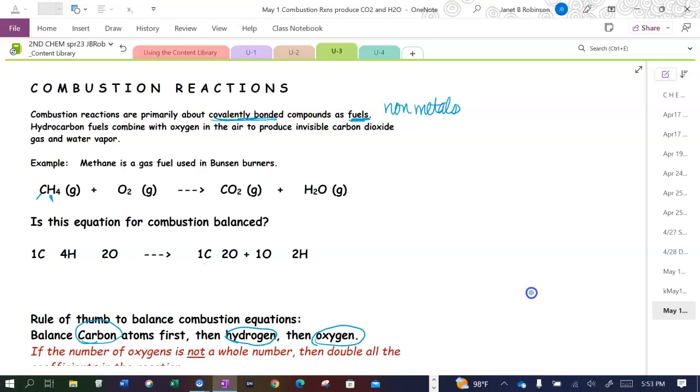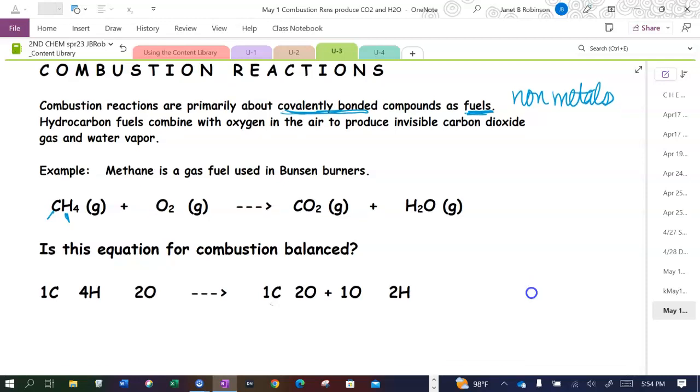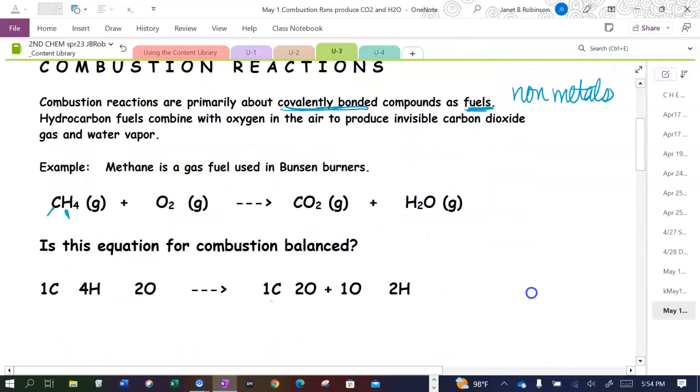All right, so the first thing we have to do is finish the reaction, because most of these below don't tell you what the product is. So if there is complete combustion, we get a blue flame with methane, and we only get invisible carbon dioxide and invisible H2O.